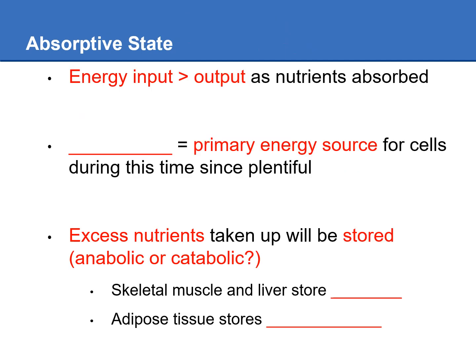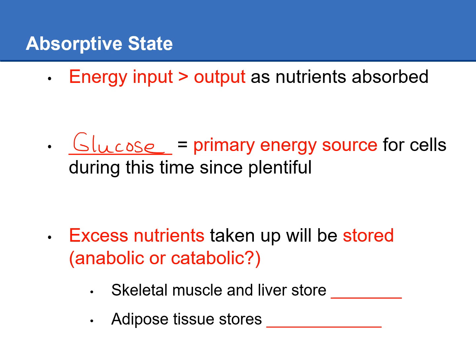So let's start with the absorptive state. So this is from when you just eat a meal to about 3 to 4 hours afterwards. And there's lots of nutrients running around your blood. The primary energy source for most cells is going to be glucose because there's lots of it. And any nutrients that are not being used to make ATP, or maybe they're not being used to make other things in the cells, we're going to store that for later.